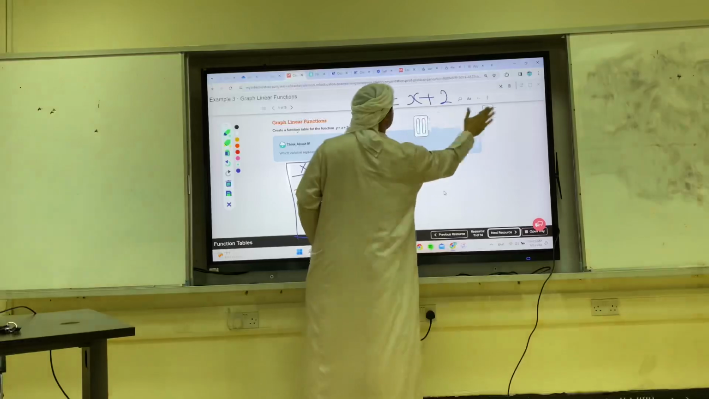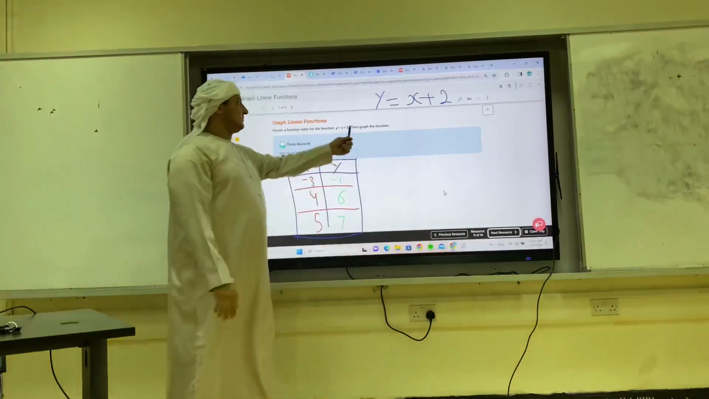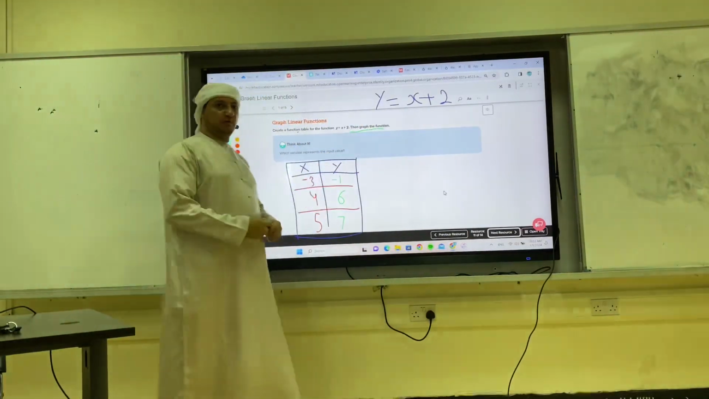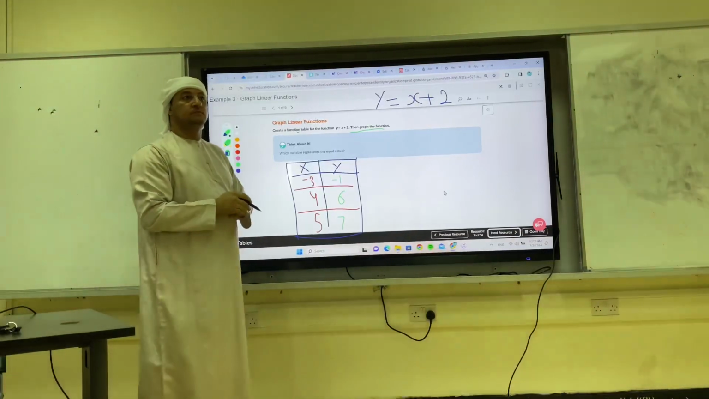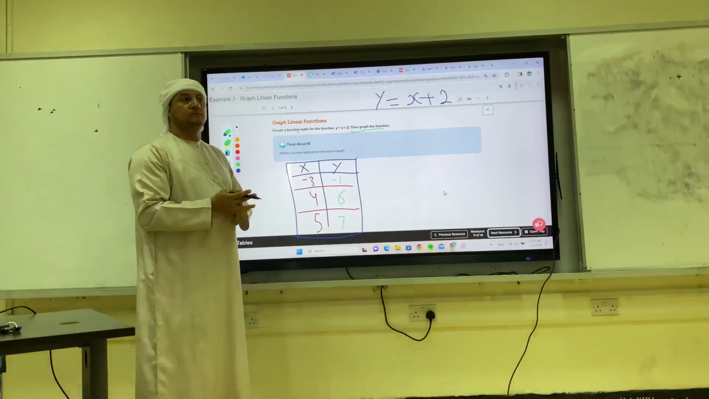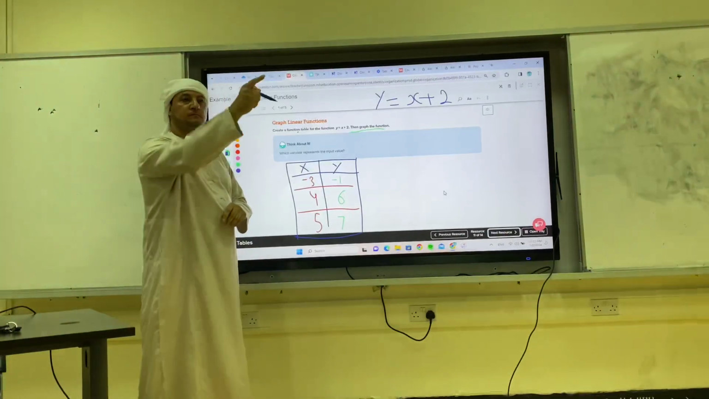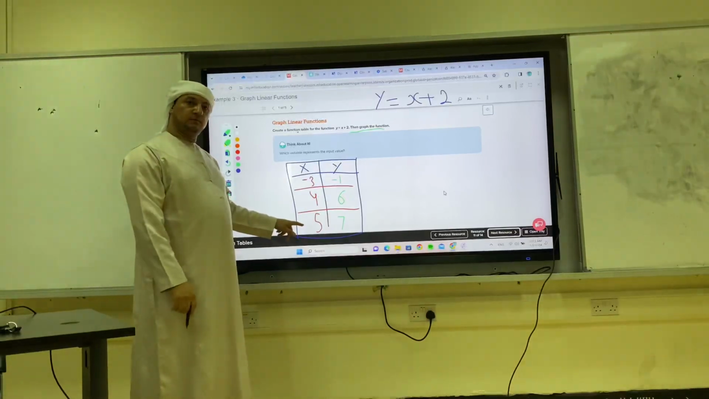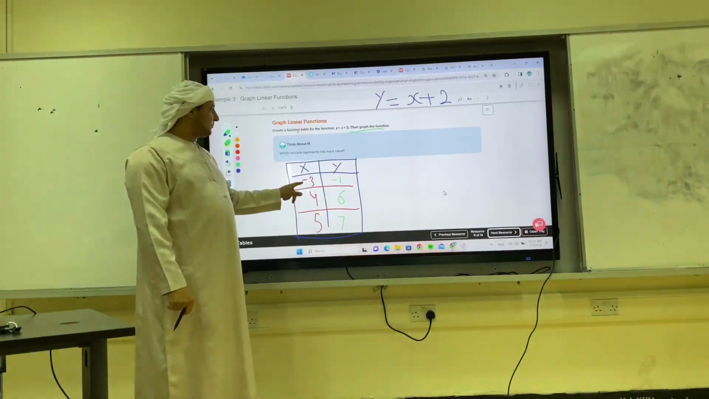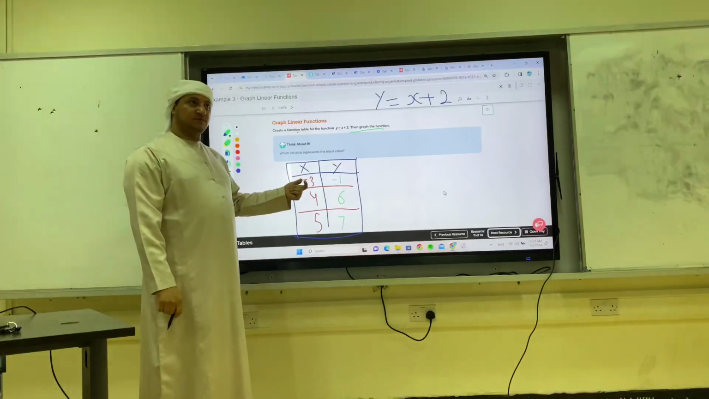Because the question also says graph it. So I want to graph. Mister, how do you know if the line is vertical by the table? That's a good question. How do I know if the line is vertical by the table? You get an undefined value.